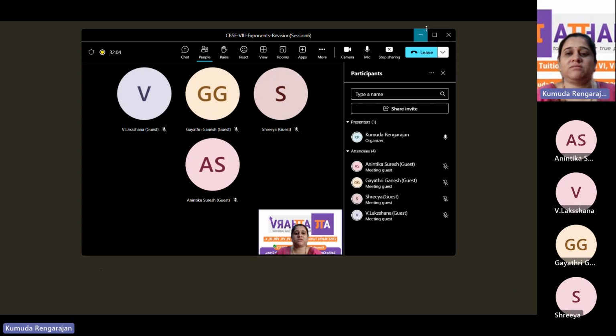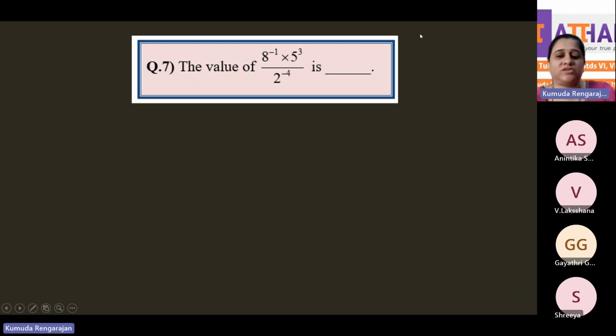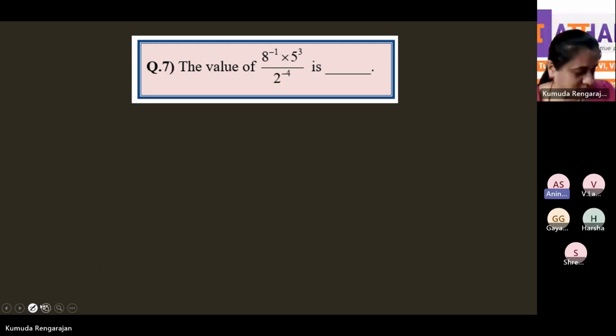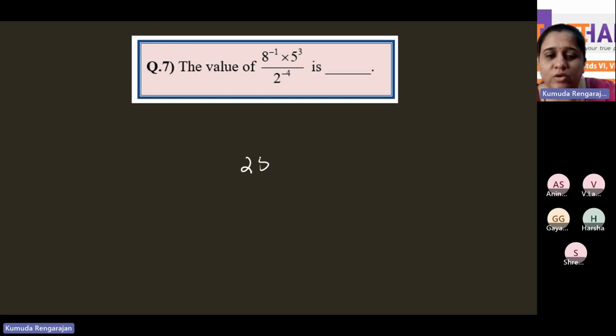All right, Shreya. What about the answer for this one? Anybody can? Okay, Anantika? I think the answer is 250. 250. Okay.